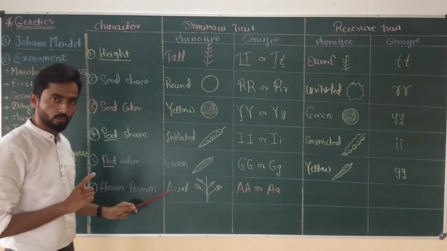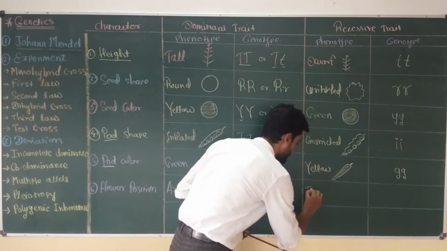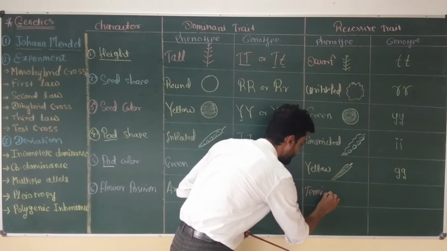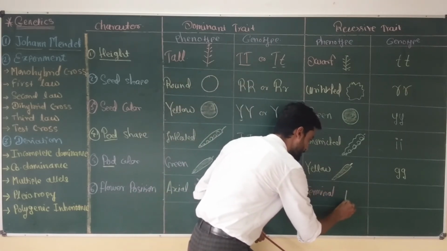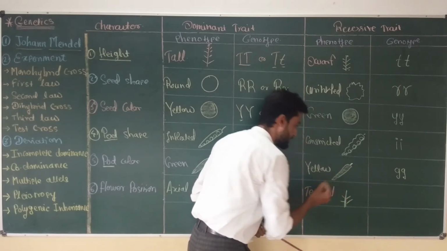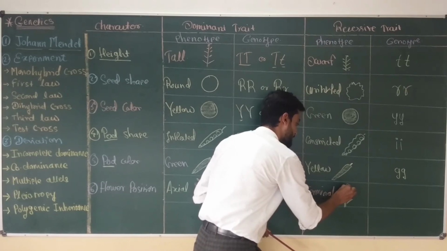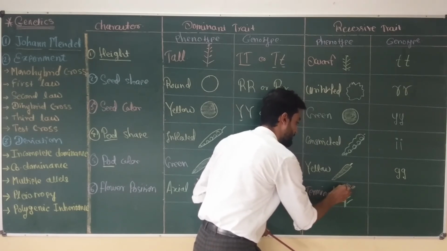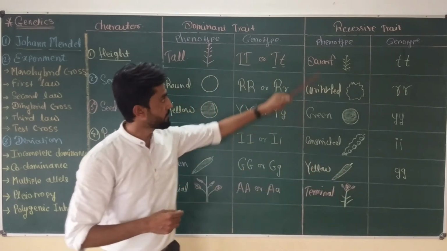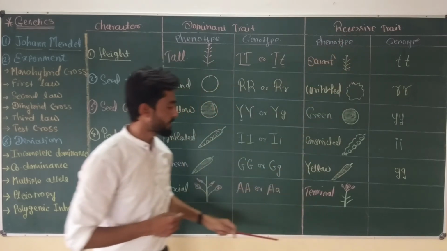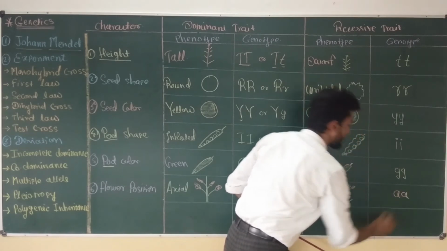Now the recessive character for flower position is terminal position. In this case, suppose this is the stem of the plant with branches. Now flowers are present at the tip, so they are at terminal position. This type of arrangement or position of the flower is called terminal phenotype, which is a recessive trait, and its genotype will always be small a, small a.